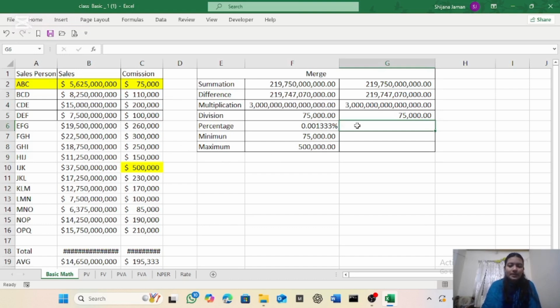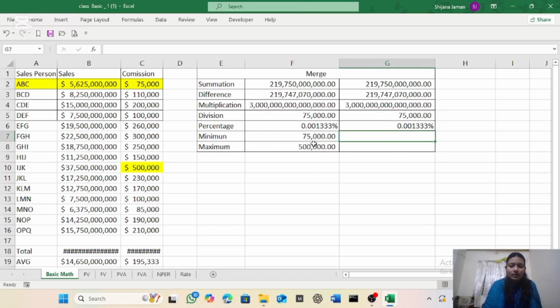Now percentage, we are calculating percentage, equal, we use these cells like this. EFG's commission divided by EFG's sales, press enter. Yes, this is our percentage of EFG.